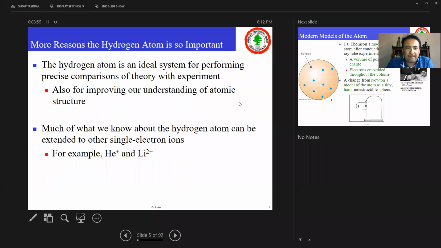So the hydrogen atom is an ideal system because it's very simple. The same theory can be applied for helium 1+ or lithium 2+. Basically, you have a nucleus and just one electron. For helium, you have 2 protons, 2 neutrons. For lithium, you have 3 protons, 3 neutrons. But if you ionize, if you remove 2 electrons, you have 3 protons but 1 electron, which is going around the nucleus. Okay, so where do we start?